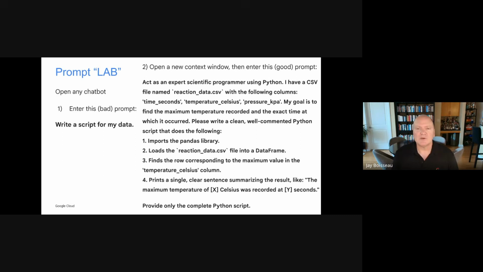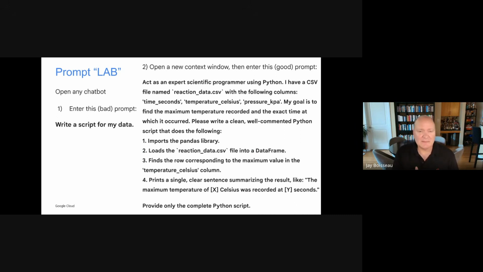But if you open a new context window and enter this prompt, act as an expert scientific programmer using Python. I have a CSV file named reaction_data.csv with the following columns: time_seconds, temperature_Celsius, pressure_kPa. My goal is to find the maximum temperature recorded and the exact time at which it occurred. But please write a clean, well-commented Python script that does the following, and you can see the steps on here. If you execute something like this in a chatbot, it will absolutely generate code that does this.